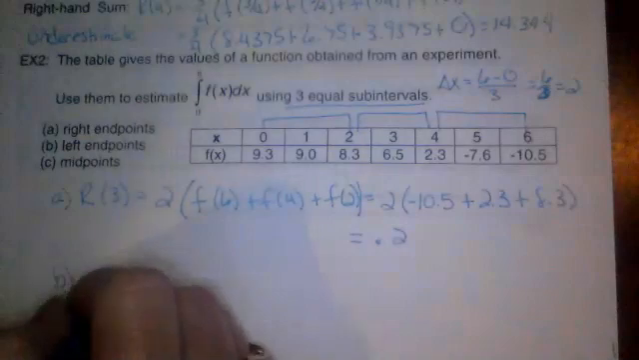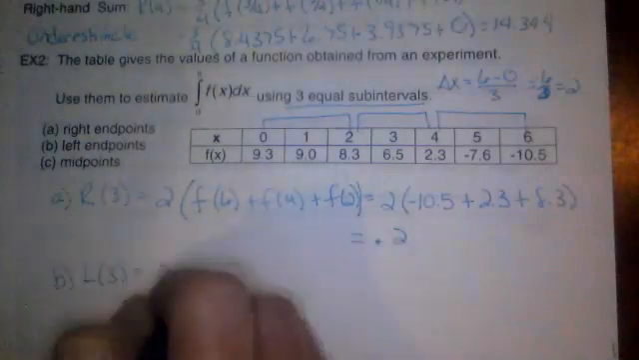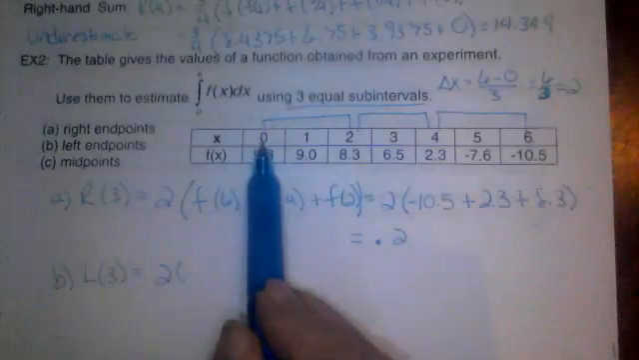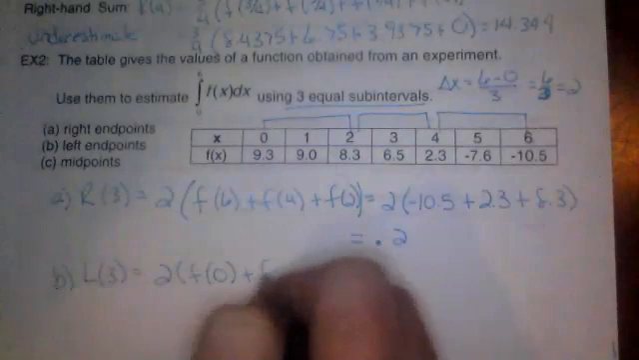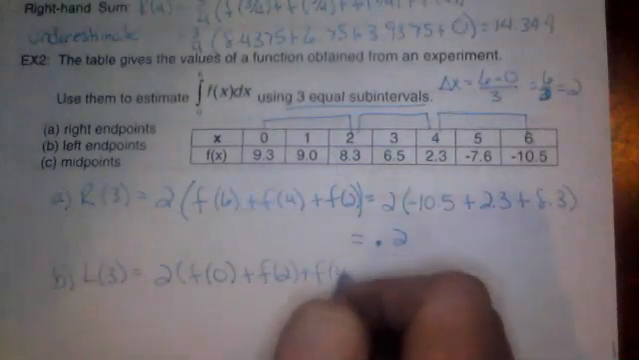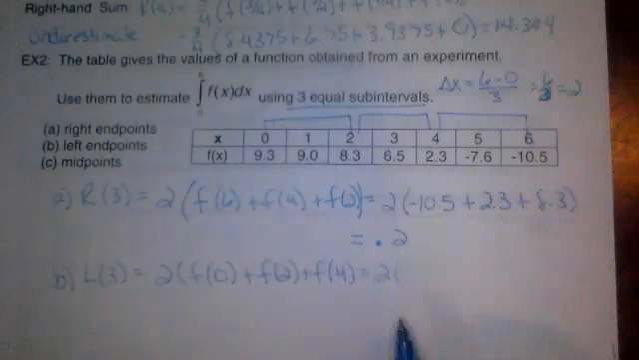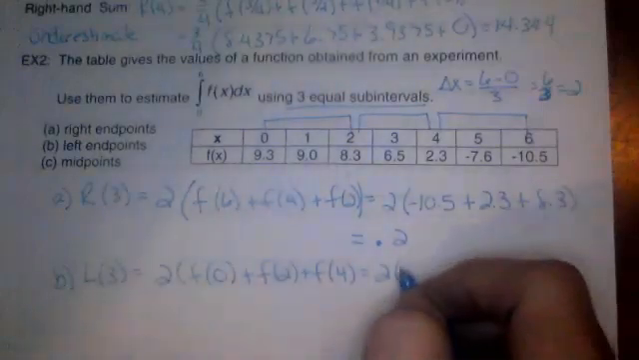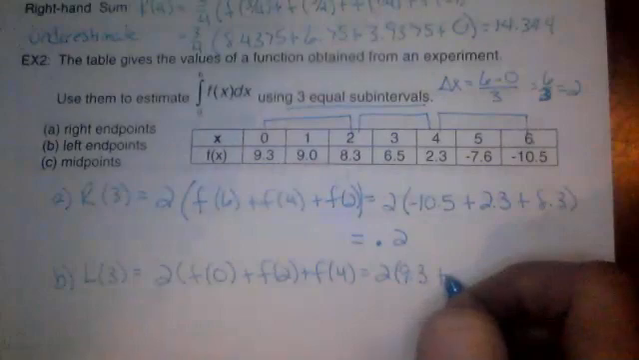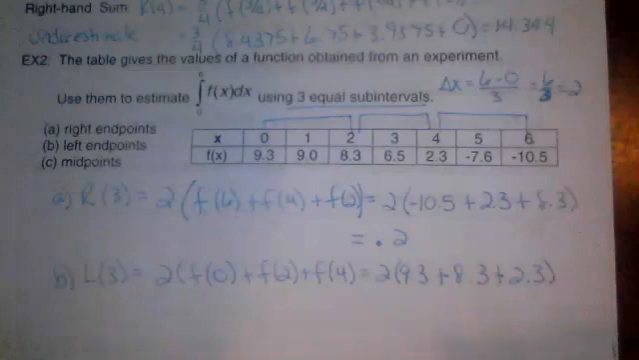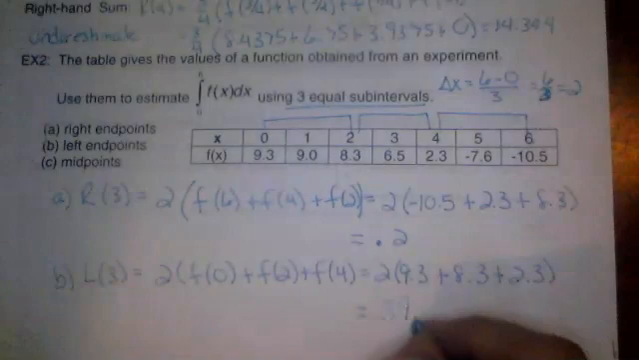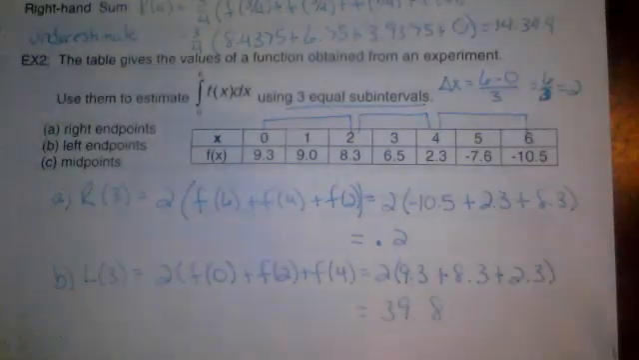All right, for B, we're doing the left with our 3 sections. So the left-hand side would be the 0, 2, and 4. So F of 0, F of 2, and F of 4. F of 0, 9.3, F of 2, 8.3, F of 4, 2.3. Again, I already have this one totaled up for us. We get 39.8. Big difference there between the right and the left.